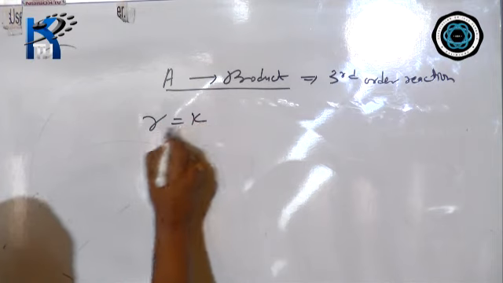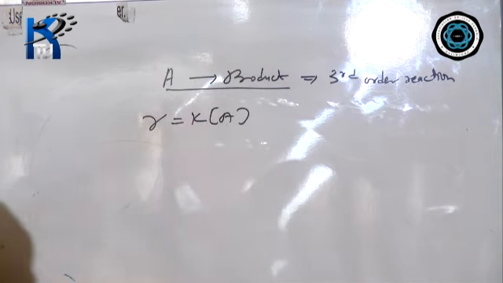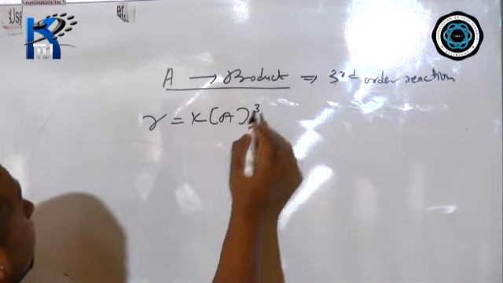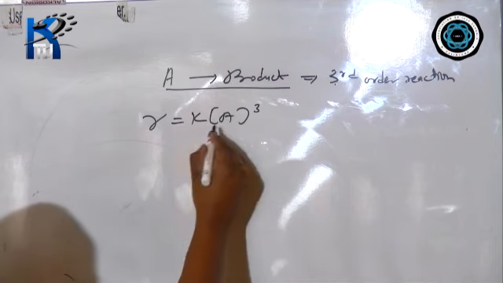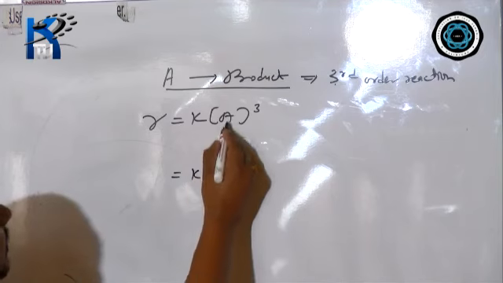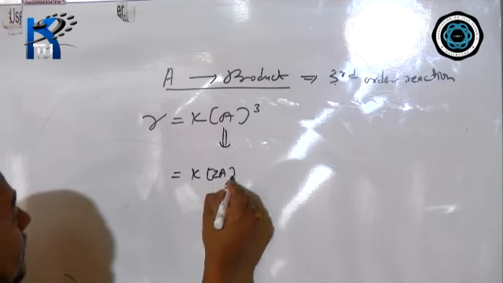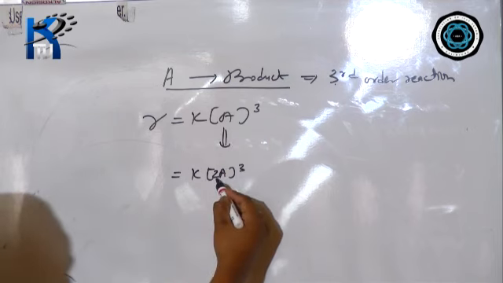R is equal to K, rate of reaction, rate constant, concentration of the reactant. Who is the reactant here? A. And since I am considering it as a third order reaction, the power will be 3. Clear? Now what if I double the concentration of the reactant? From A I am making it 2A. I repeat again, I am doubling the concentration of the reactant.